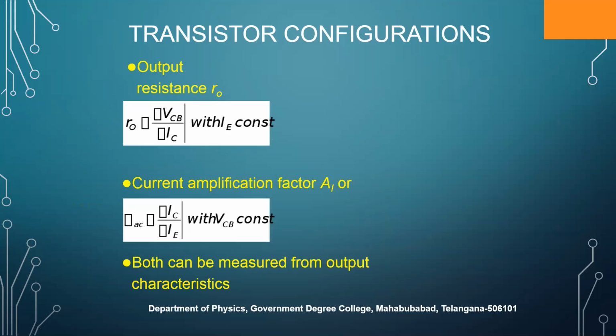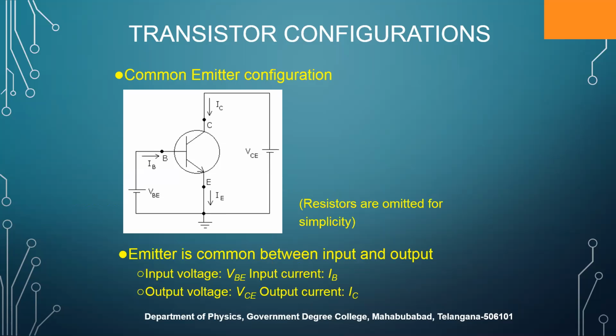So now coming to output characteristics parameters. Output resistance RO is equal to delta VCB by delta IC, where IE is constant. Current amplification factor, we call it as beta AC, that is equal to delta IC divided by delta IE with VCB constant. So both can be measured from output characteristics.